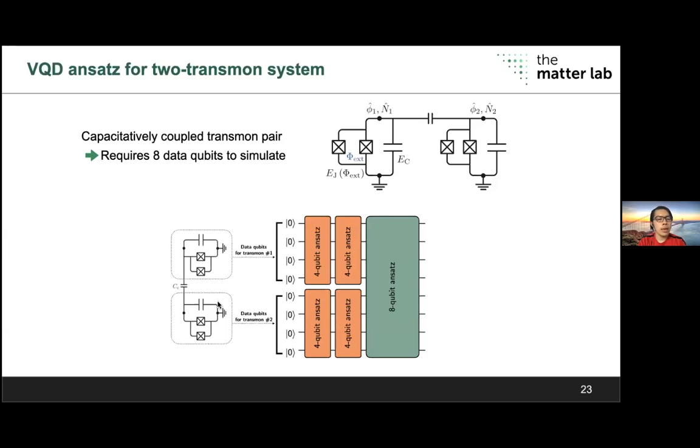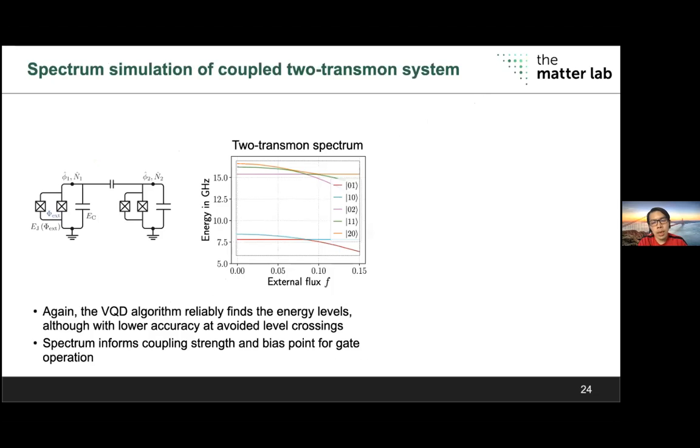And then what we have is that we encode a single transmon with four qubits and another transmon with another four qubits. Again, the ansatz is the same circuit that we used earlier on, and we also have an eight-qubit ansatz circuit. Then we run the numerical simulation of these two coupled transmon systems, and the results are as follows.